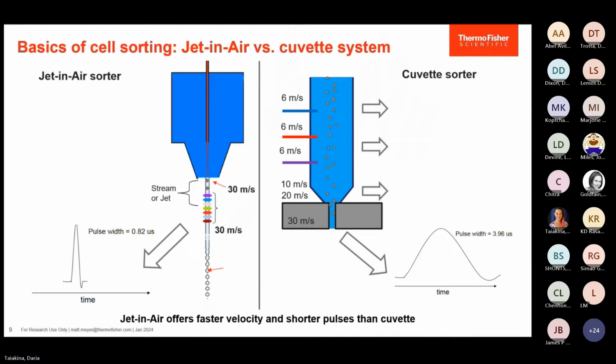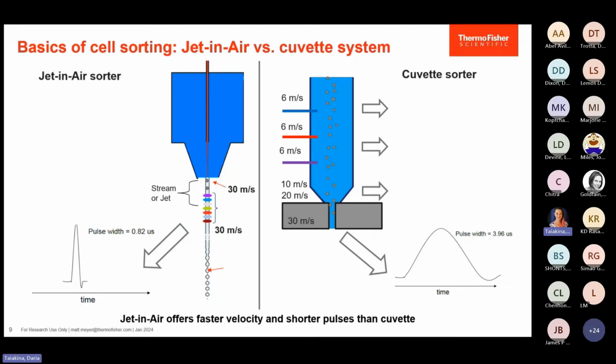A lot of questions typically come up on a jet-in-air system versus a cuvette-based system. This slide highlights some of those differences. A jet-in-air system uses a stream that's jetted through a nozzle directly to achieve a very consistent stream velocity. So here we're maintaining 30 meters per second consistently.